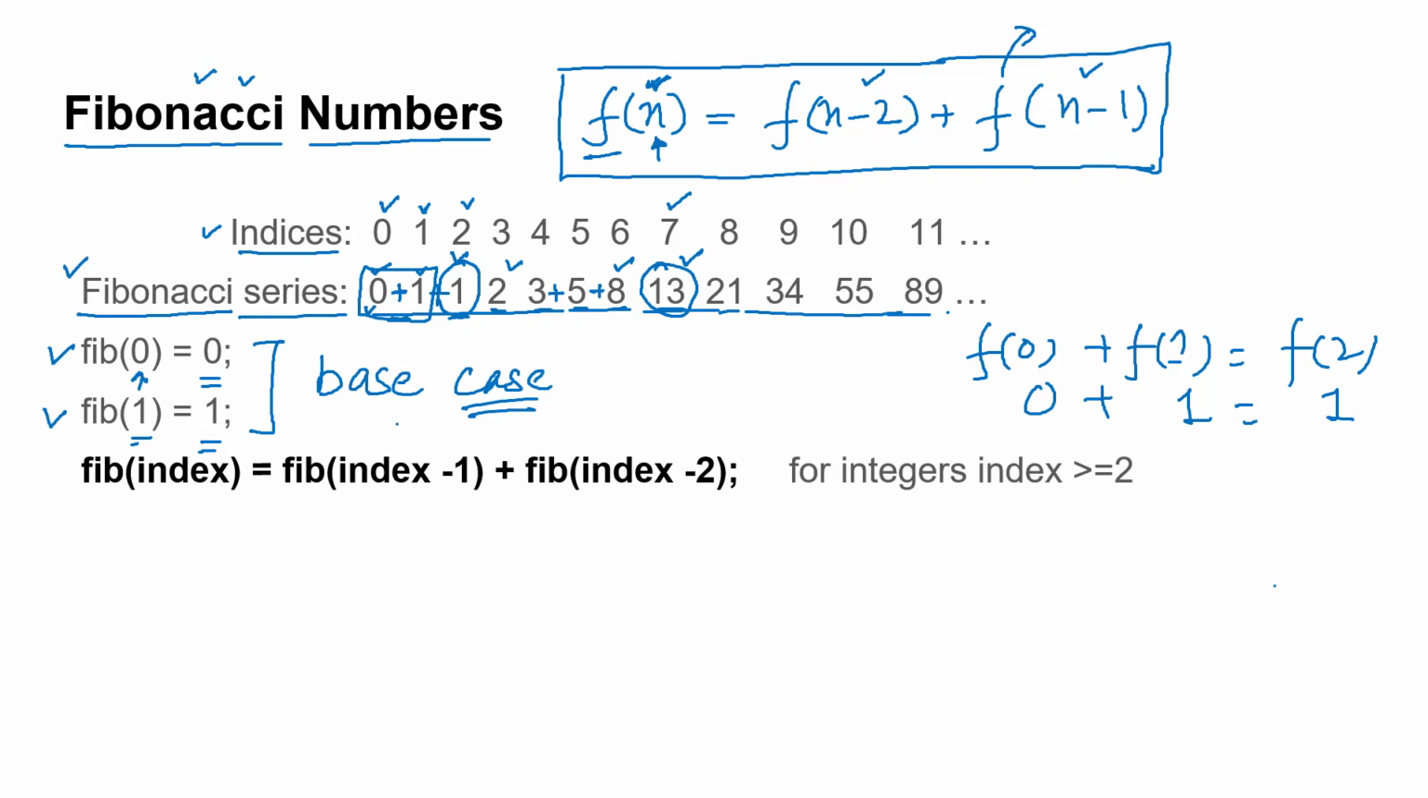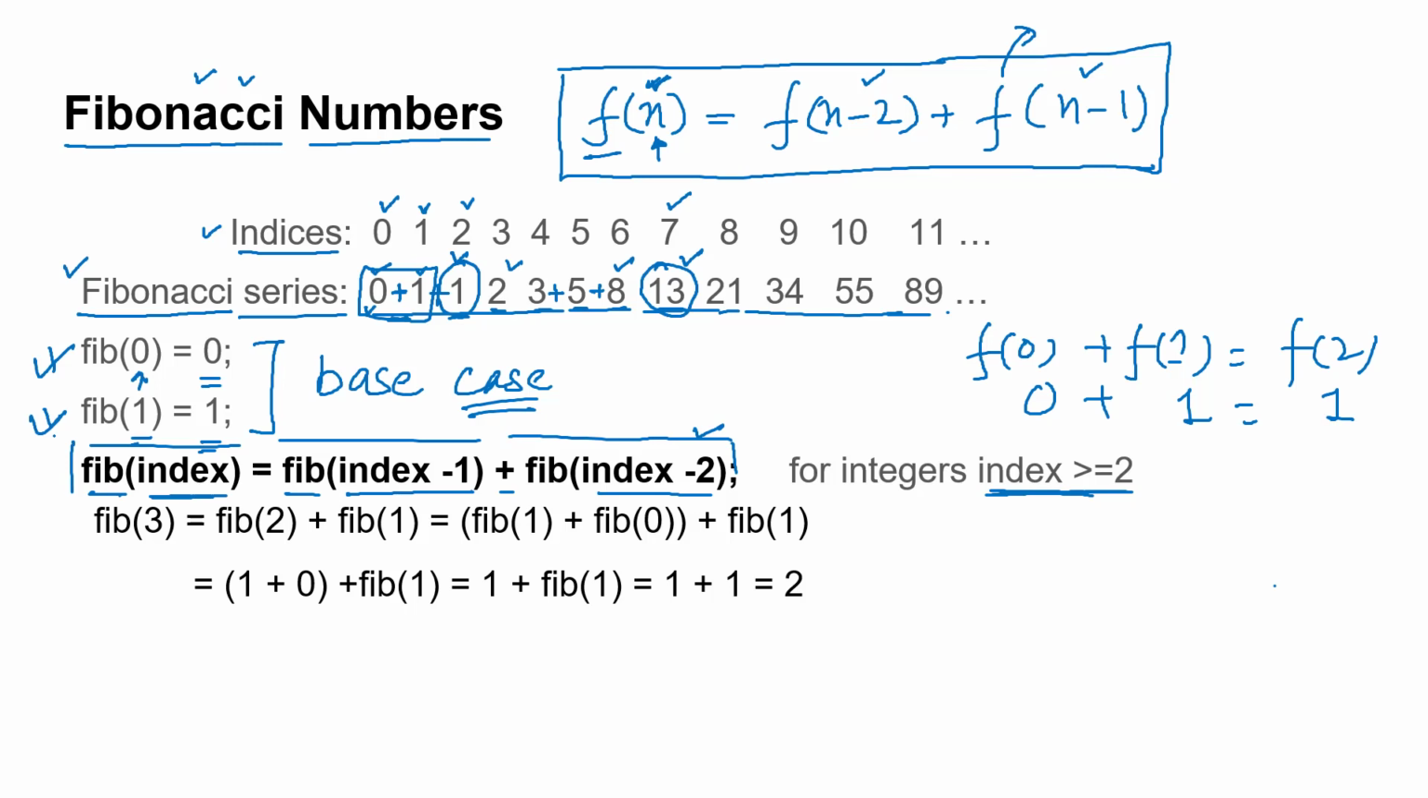All right, so here we go. Now we have the formulation where the Fibonacci number at an index is equal to the Fibonacci number at index minus 1 plus the Fibonacci number at index minus 2. This recursive relationship is applicable for index greater than or equal to 2. For index 0 we know the value is 0, and for index 1 we know its value is 1. Those are the base cases here.